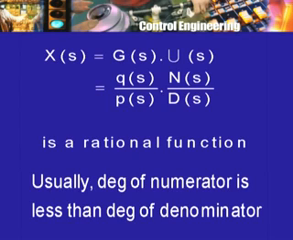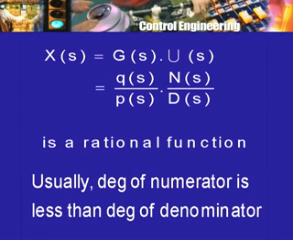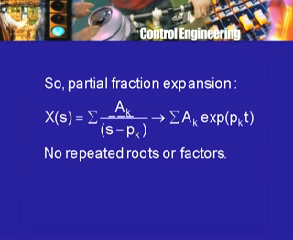Then think of the partial fractions that come from the factors of the denominator polynomial P(s). They will be of the kind a_k divided by s minus p_k. Therefore if I take the Laplace inverse of that part of X(s), what will that look like? What is the Laplace inverse of a_k divided by s minus p_k? It is a_k into e raised to p_k t.